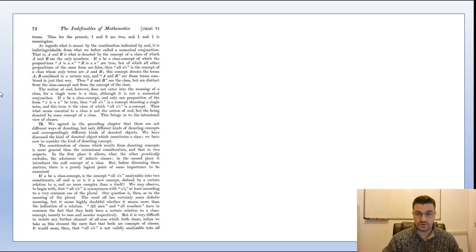Okay, so we have a serious issue if we take an extensional view of classes. We have a serious problem when it comes to the null class, because the null class is, in inverted commas, the class which has no terms, but according to Russell, there is no such thing. If we take an extensional view, there is no such thing as a null class. And yet if we take an intentional view, there are null class concepts.